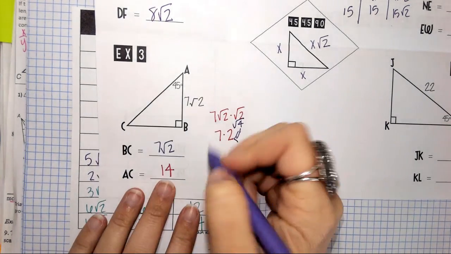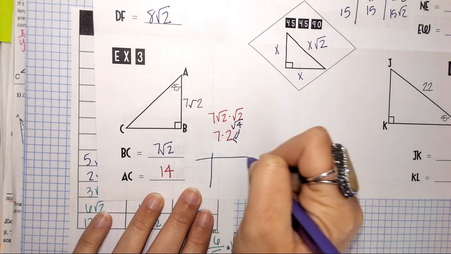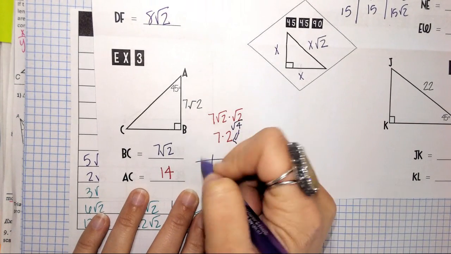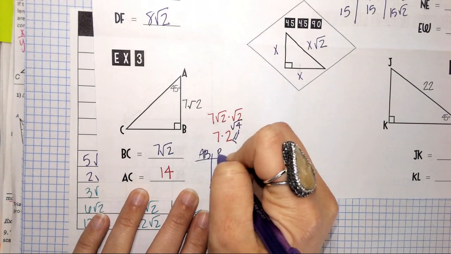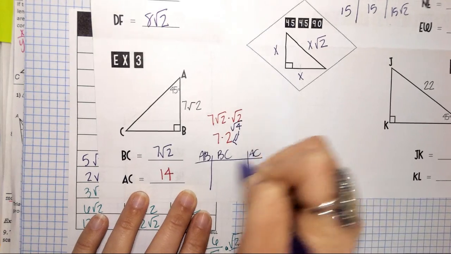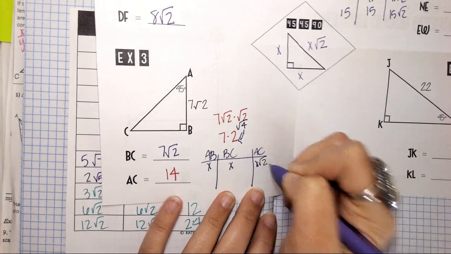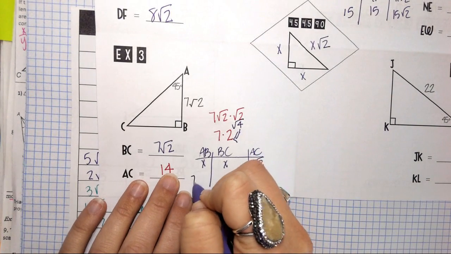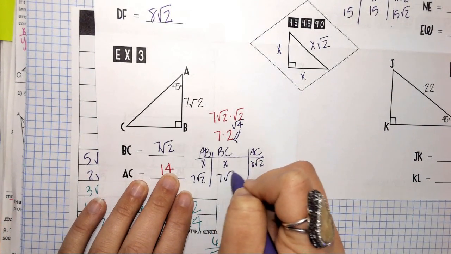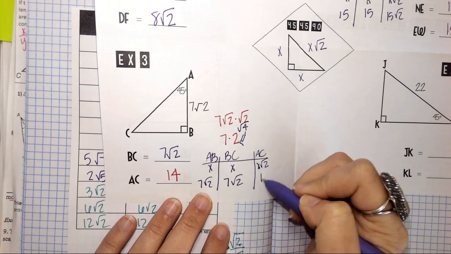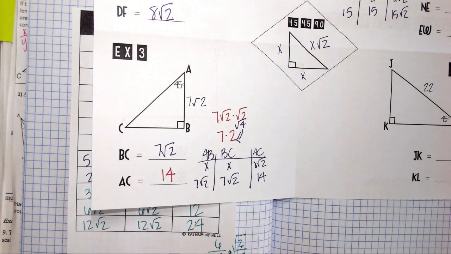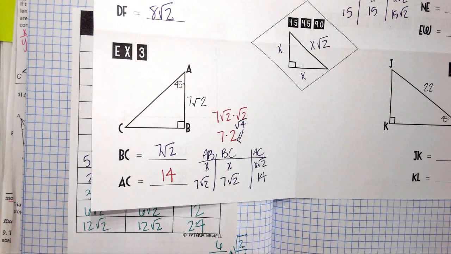If I made a chart and I have AB, BC, AC, that's X, X, X root 2. So we have 7 root 2, 7 root 2, 14, because you multiply it by 2 and get rid of the radical.